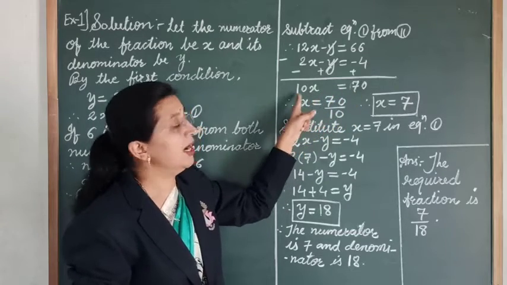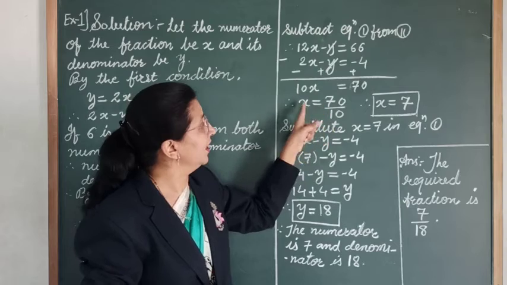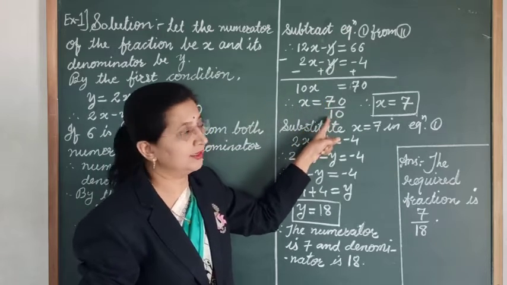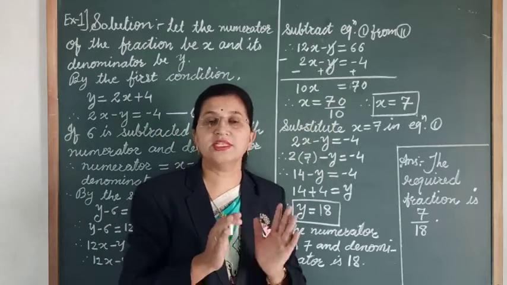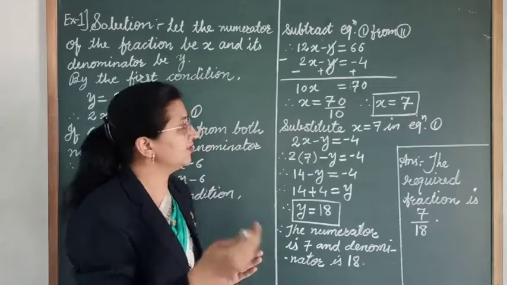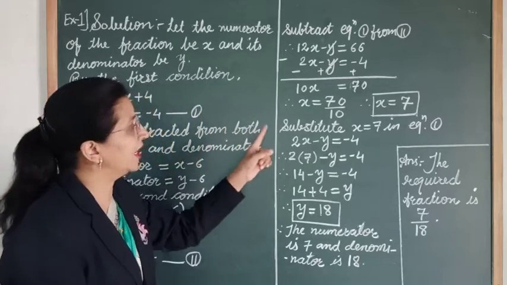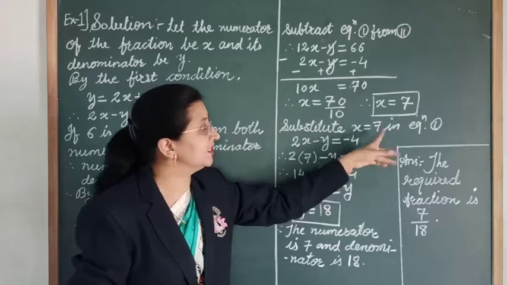Therefore, x is equal to 70 upon 10, since 10 is multiplying, it will divide. That is, x is equal to 7. So in this way we got the value of x. Now let's find out the value of y. For that, let's substitute this value of x in the equation first.